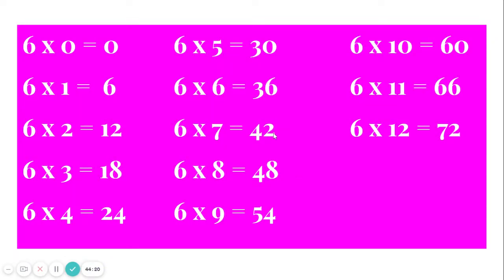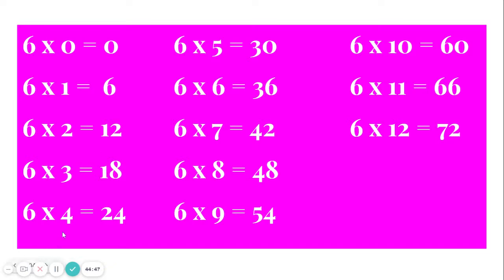Okay, here's our 6s. We're going to remember the 6 stories. Okay, 6 times 0 is 0. Anything times 0 is 0. 6 times 1 is 6. Anything times 1 is the other number, 6. 6 times 2 is 12. We're going to think about doubling the 6. Think about it as a 2 fact. 6 times 3. Remember, we have 3 6s. 6 and 6 is 12, and 1 more 6 is 18.